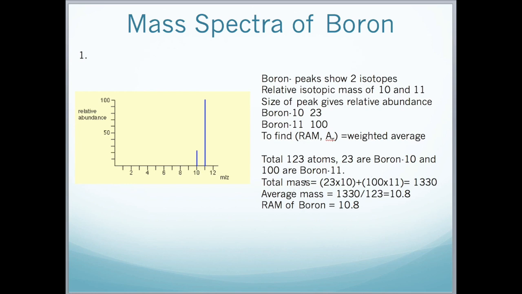So to get the total mass, we multiply 23 times 10 plus 100 times 11 and we get 1,330. But remember that RAM is the weighted average. So in order to get the average, we have to divide the total mass by the number of atoms, which gives us 10.8. So the relative atomic mass of boron is therefore 10.8.